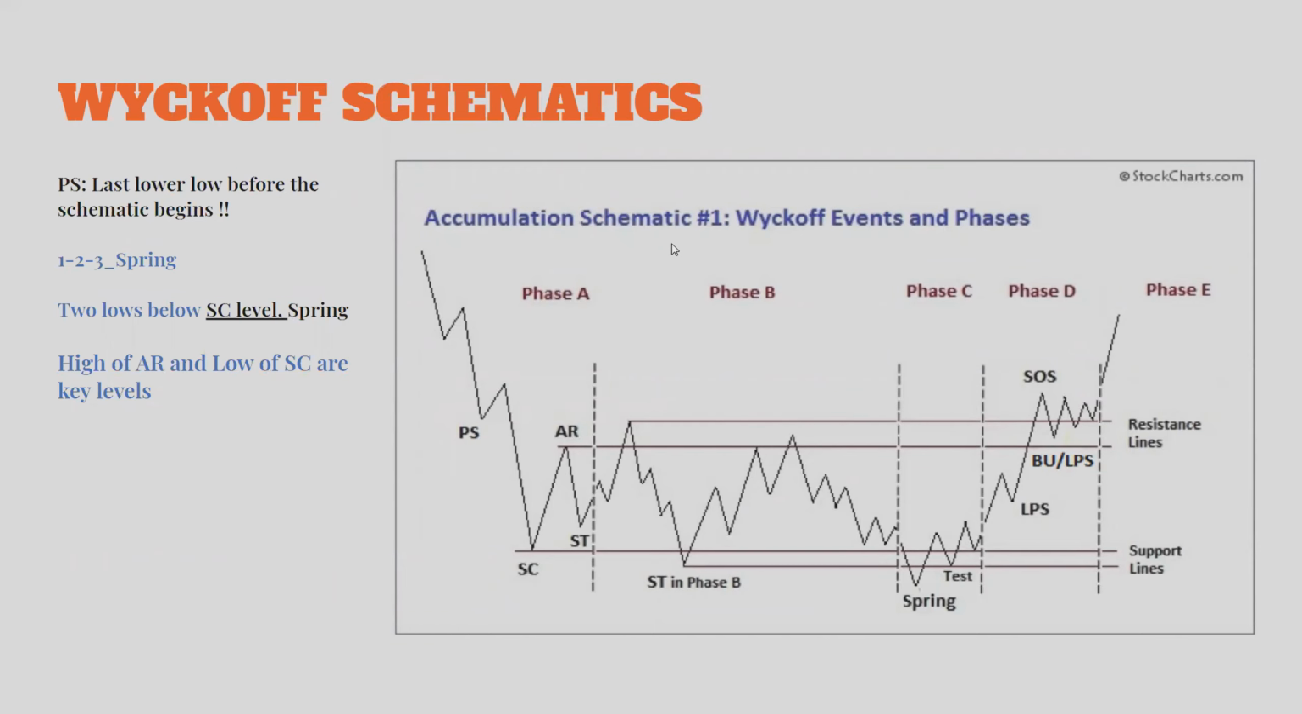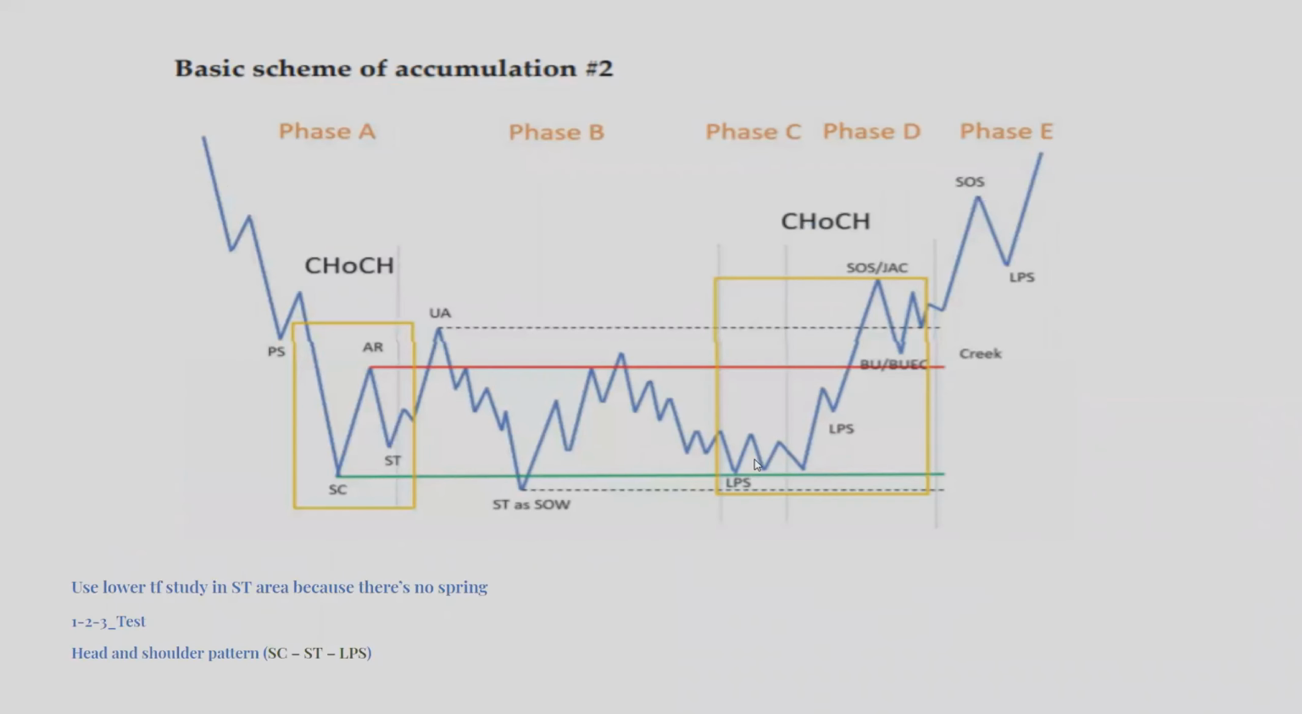So the first one of accumulation. In this scenario, we have the spring, as you can see here, going below the ST level in phase B. Second accumulation schematic. In this scenario, we do not have the spring. We do have the LPS formed here. And just as I've annotated, this is where you want to use a lower time frame study in that area to get your entries or to observe price.